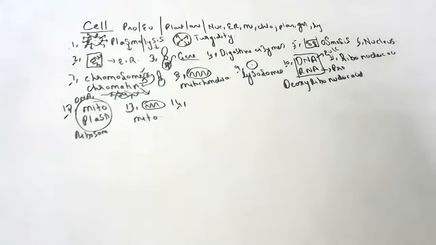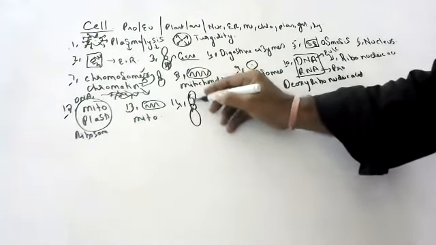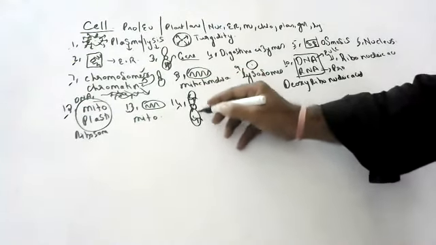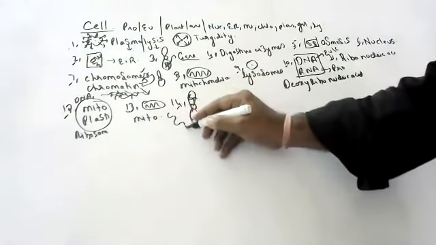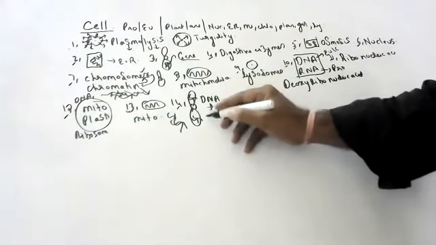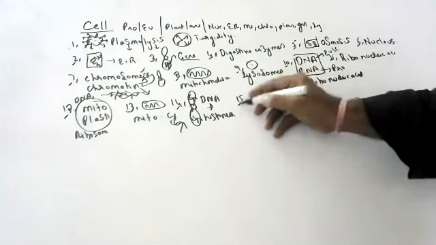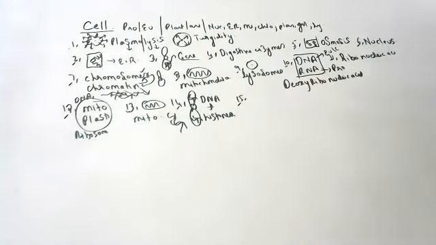Chromosomes are made up of chromatin material. Chromosomes are made up of DNA and histones.